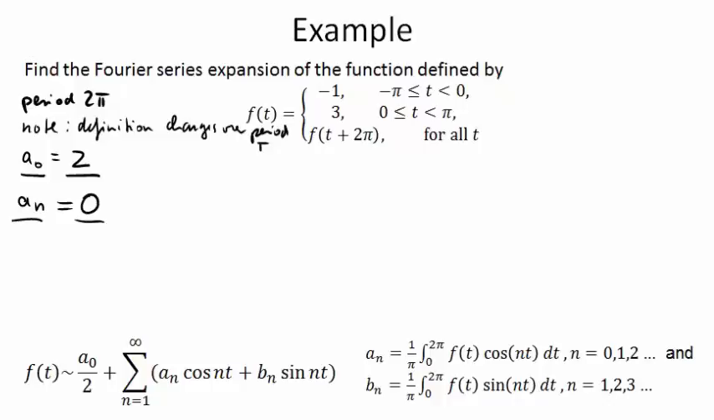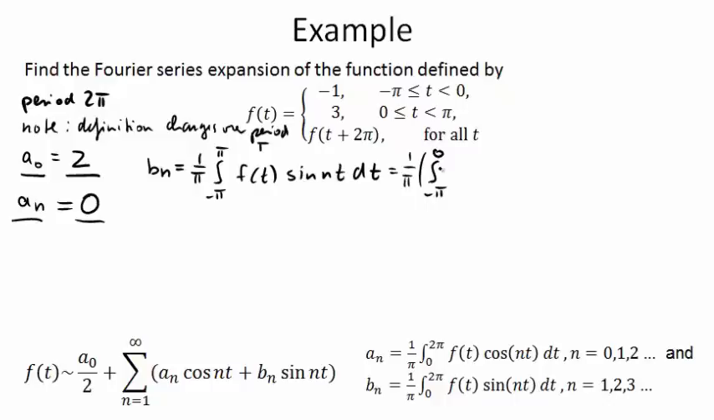Okay, so we'll now look at the BNs, and I might just start writing up here because I need a bit more space for this. The formula is below, 1 over pi. Now I might as well straight away change my limits for the integral. F of t, and then we've got a sine nt dt. This, of course, again is going to be split up into 2 integrals, the one from negative pi to 0 over negative sine nt dt, and the other one from 0 to pi over 3 sine nt dt.